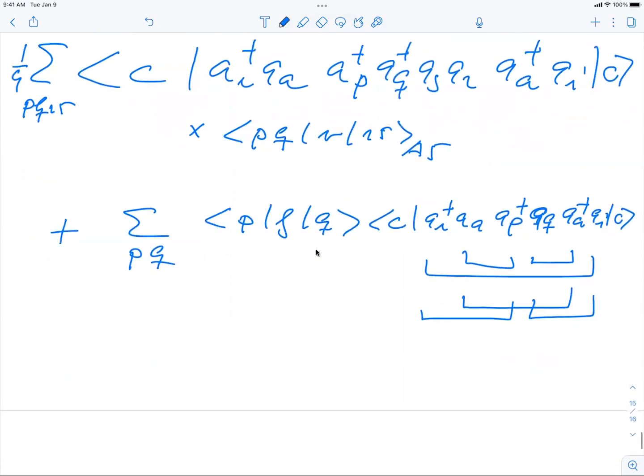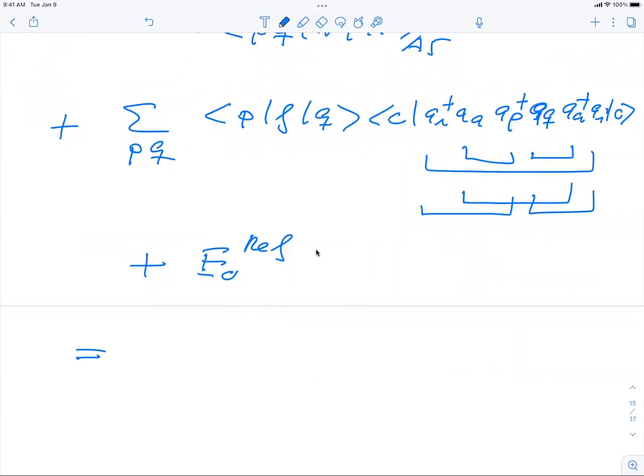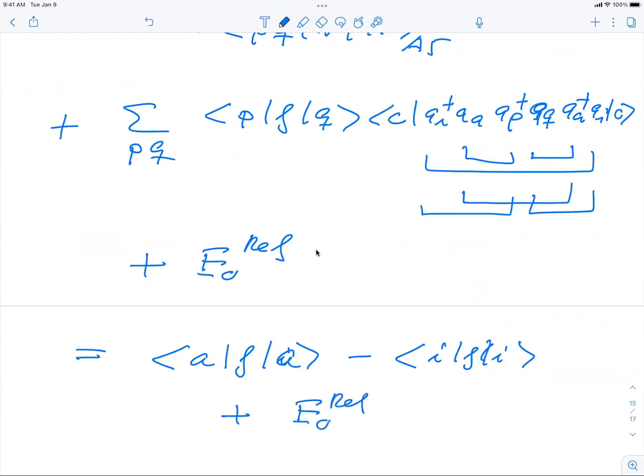And then, in addition, we have this reference energy, which is just the constant here. So when we put everything together, we will have a state which looks like <a|f|i>. No, sorry, it's <a|f|a> minus <i|f|i> plus the reference energy. And then we have to look up the matrix elements of f. And these matrix elements of f contain information about the two-body interaction as well.